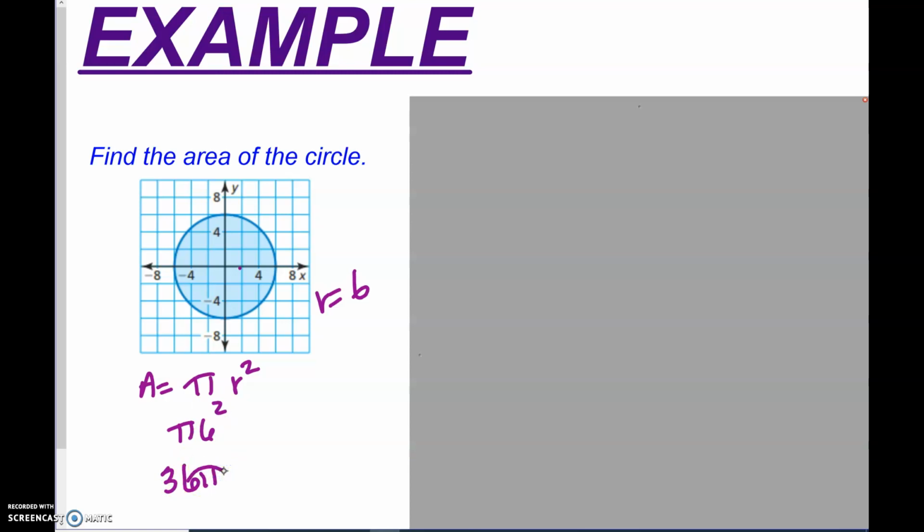This book seems to, I've looked at some of the section notes here, and they're asking us to round to the hundredths place, so 2 places beyond the decimal. So this one comes out to be 113.097. So if they want us to round to this 9, that 7 is going to make it go up. So it's going to be 113.10 if they want us to round that far. And they don't give us any labels, so we're going to call it units squared. All right, so that's the whole circle.